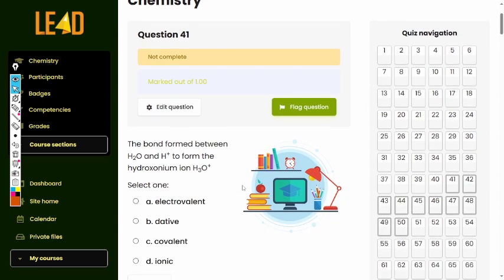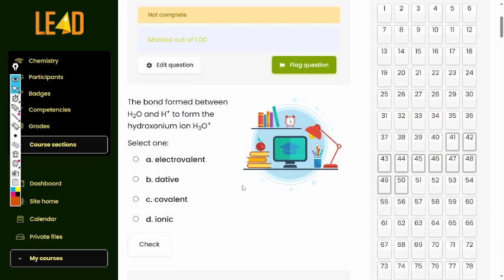Question 41. The bond formed between water and hydrogen ion to form the hydronium ion. So what bond is formed between water and hydrogen ion to give hydronium ion? Let's find that out. If you have a water molecule, usually you have oxygen with 1, 2, 3, 4, then 5 and 6 electrons. So the one hydrogen bond here, another hydrogen bond here. So you have 2 lone pairs of electrons.